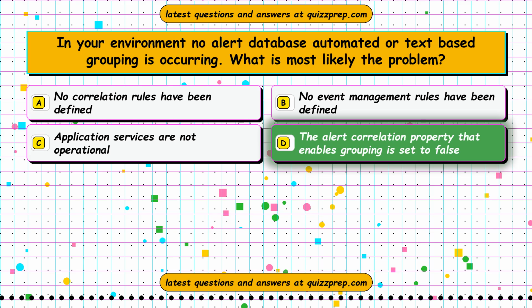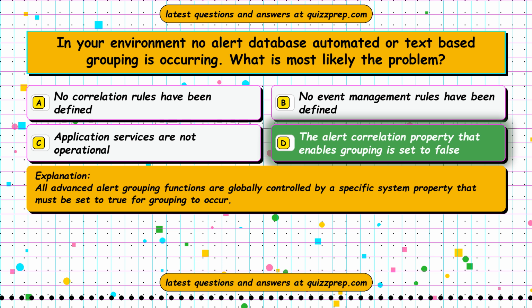The correct answer is option D. The alert correlation property that enables grouping is set to false. All advanced alert grouping functions are globally controlled by a specific system property that must be set to true for grouping to occur. Question 87.